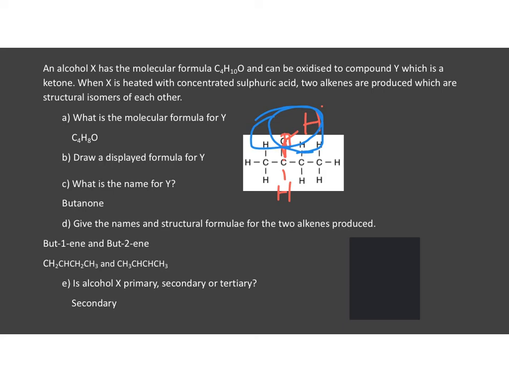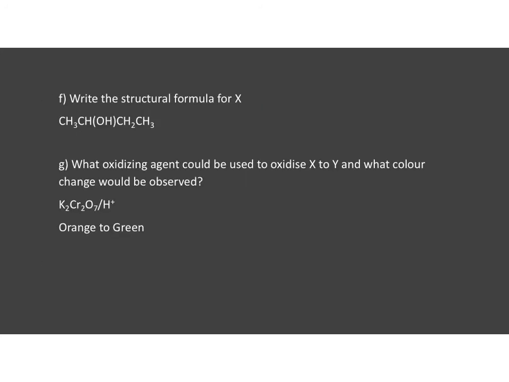And if we look at this compound, or just from looking at the question, if we make a ketone, the alcohol must have been secondary. So there's the structural formula for X with the OH on the second carbon. And to oxidize that, we would use K2Cr2O7, and it would be acidified, and it would go from a lovely orange to a murky green colour.